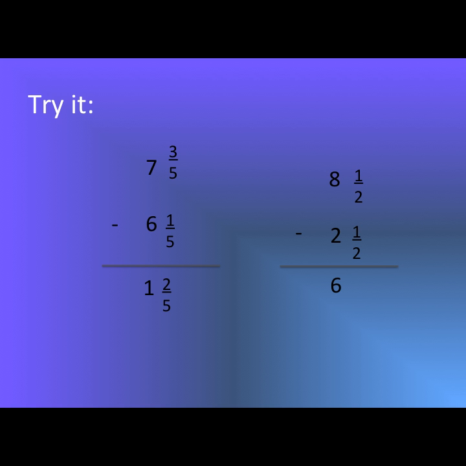Try it. 7 3/5 minus 6 1/5 is 1 2/5, and 8 1/2 minus 2 1/2 is 6, because the halves cancel out. So 8 minus 2 is 6.